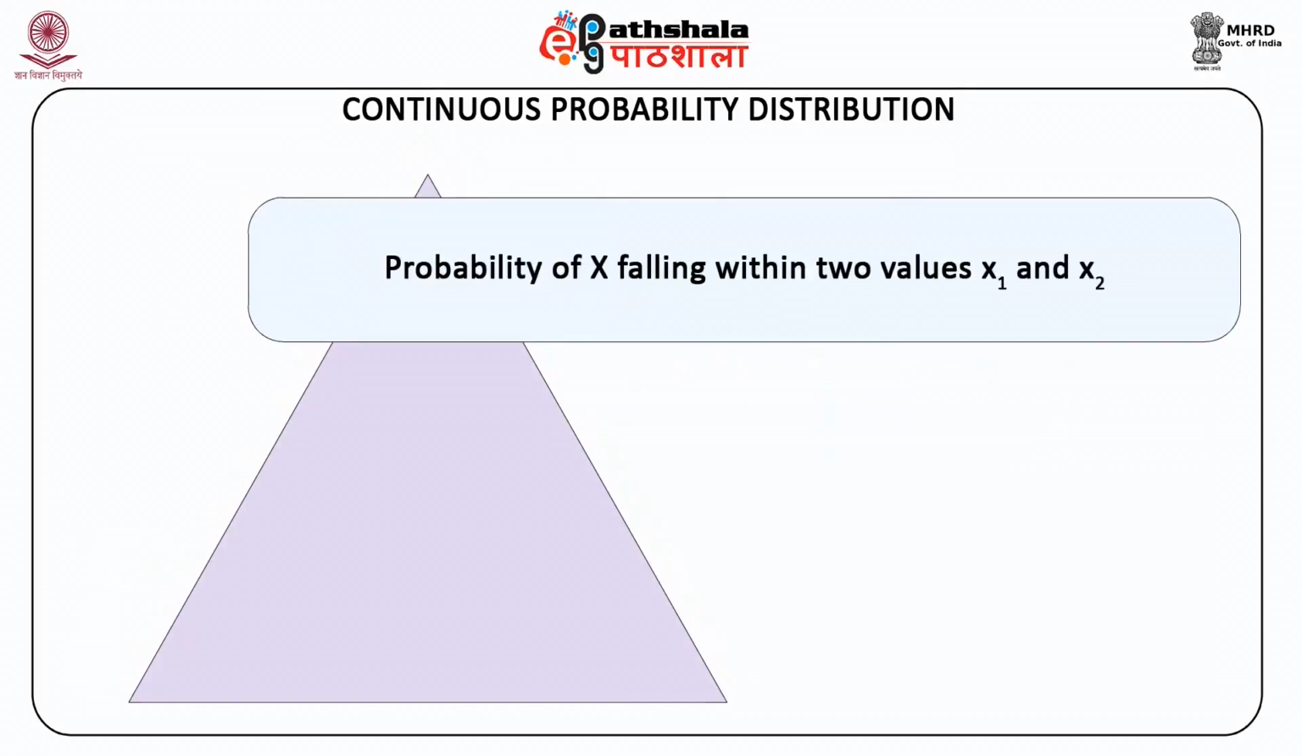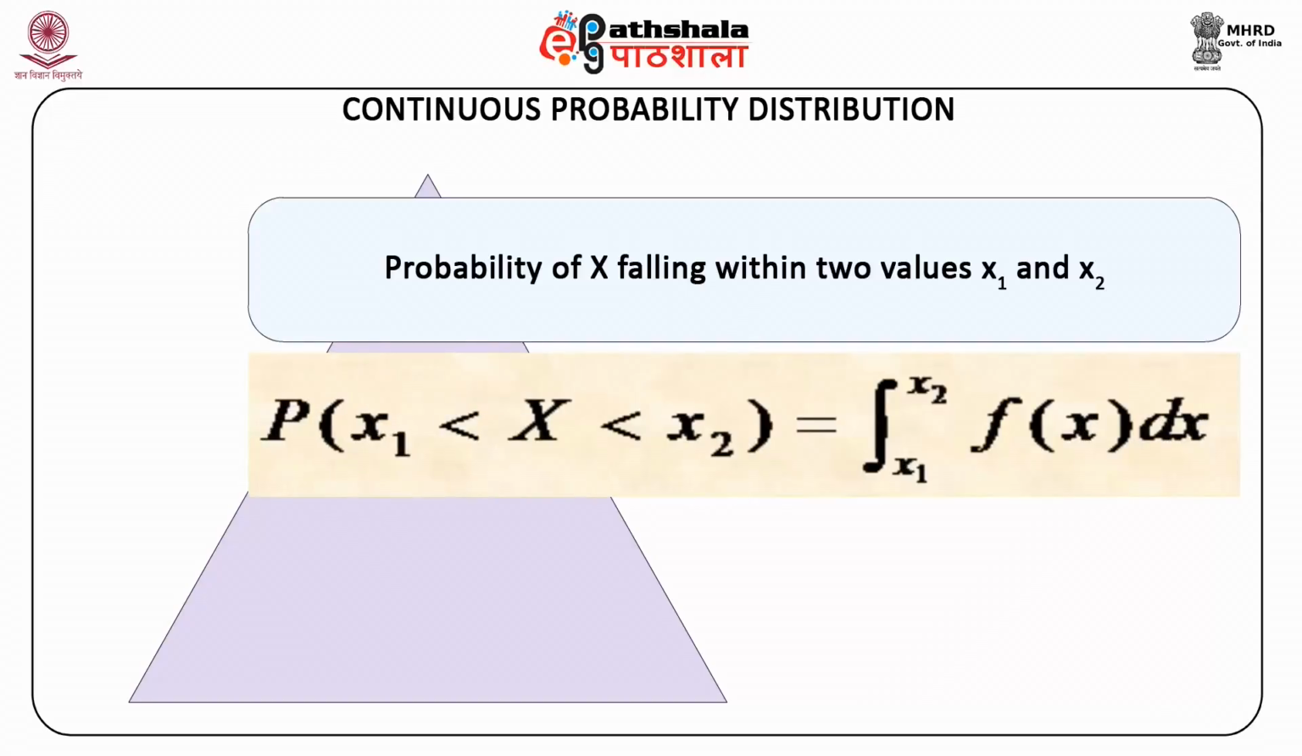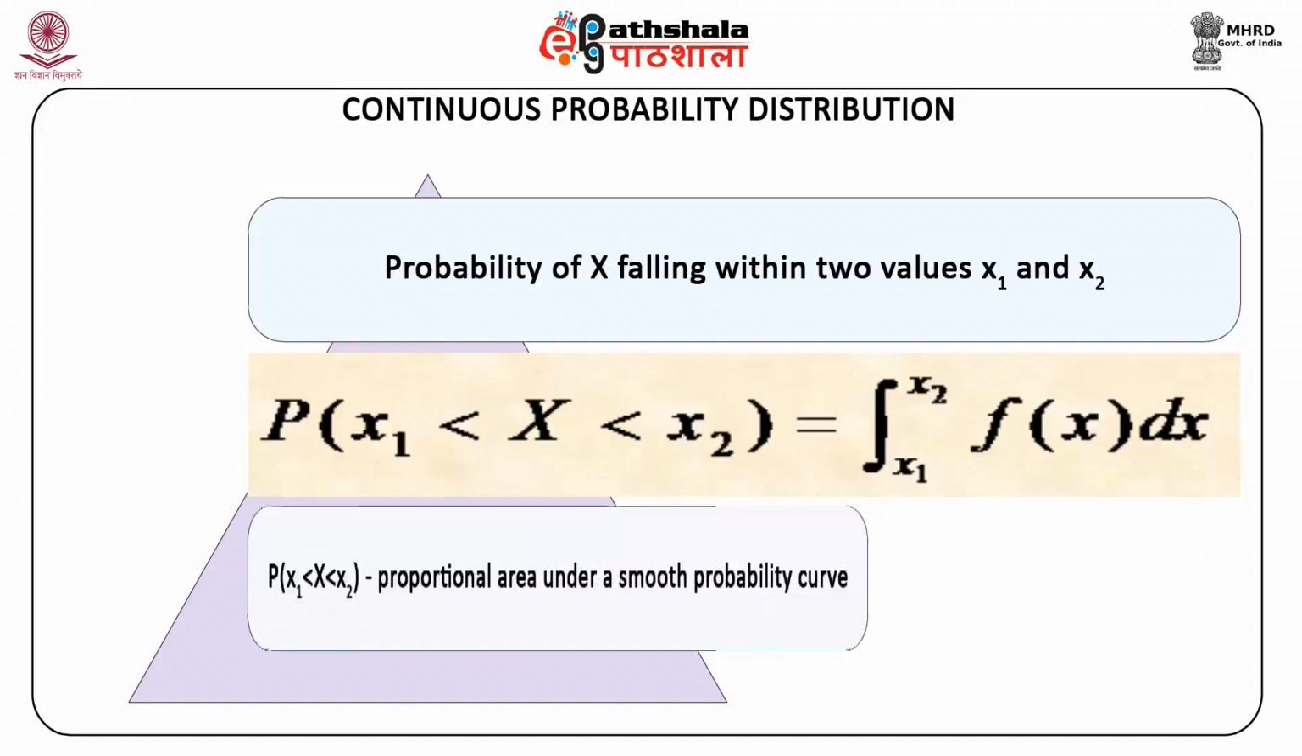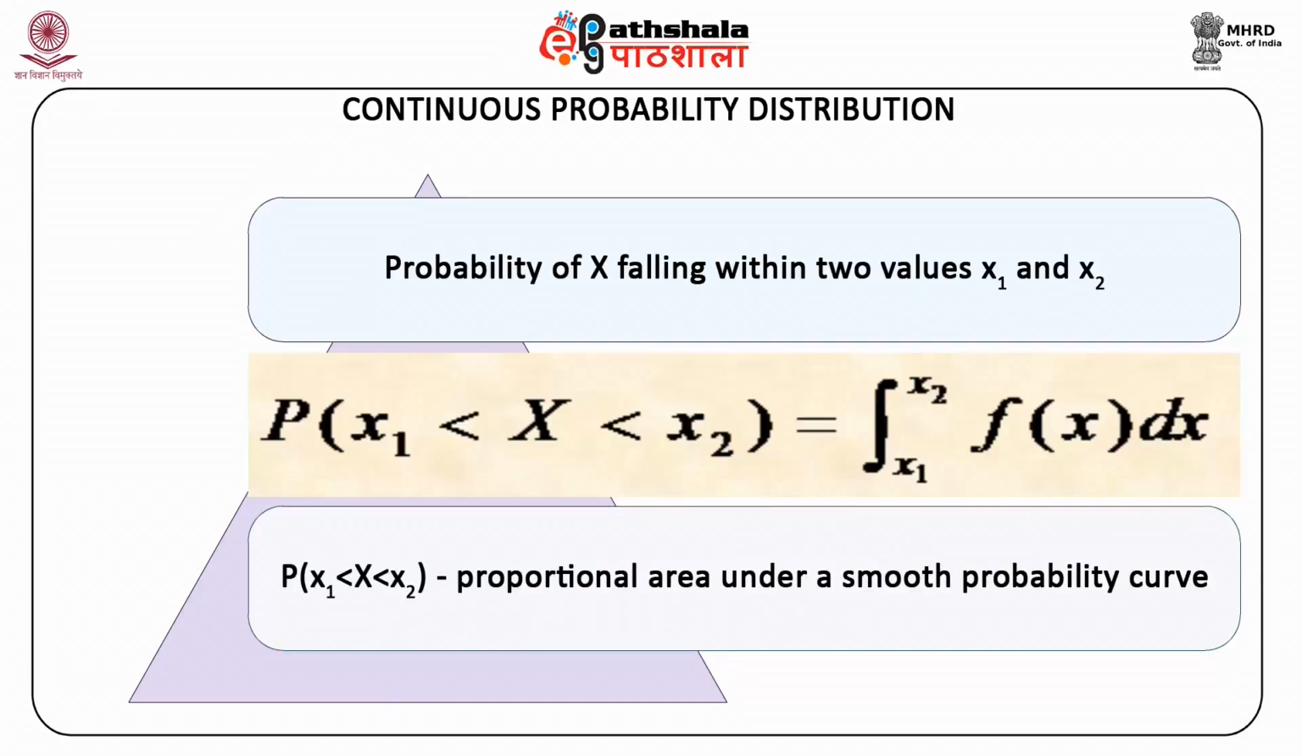Also, the probability of x falling within any two values x1 and x2 is probability of x1 less than x less than x2, which is equal to integral x1 to x2 f(x) dx. Since f(x) is a probability density function, probability of x1 less than x less than x2 is a proportion of area under a smooth probability curve.